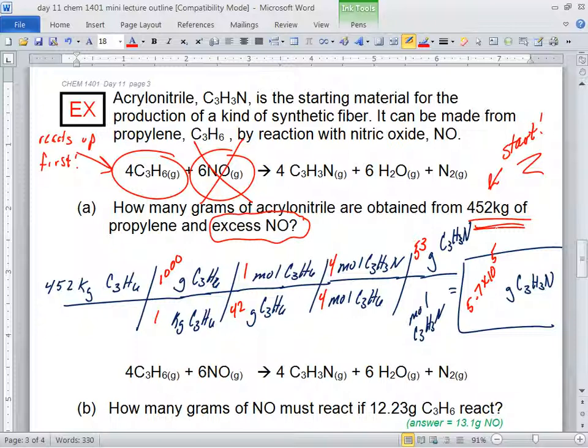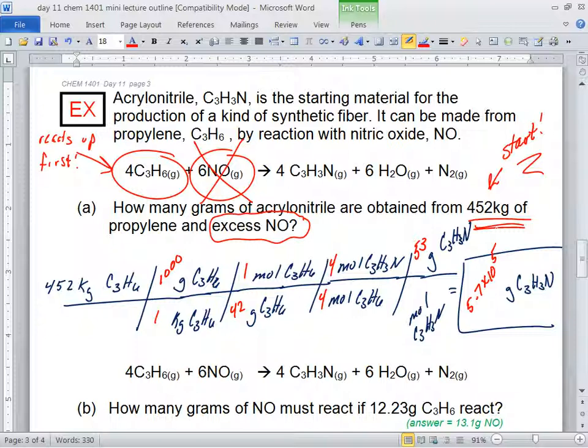So you got to get into moles first. So you start out with kilograms. You got to get it into grams. See how they canceled? Kilograms are gone. Now you're in grams. But you got to get into moles, so you can use the mole bridge. So that's what this is, molar mass.